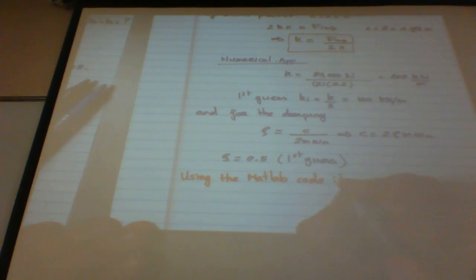So, using the MATLAB code, it was determined that for K approximately equal to 50,000 kilonewtons per meter.